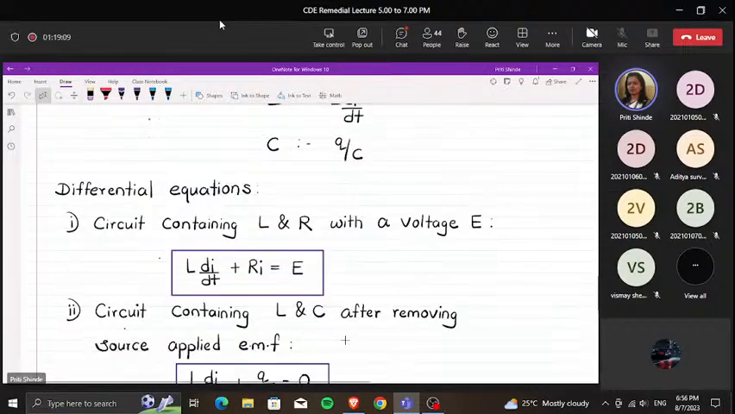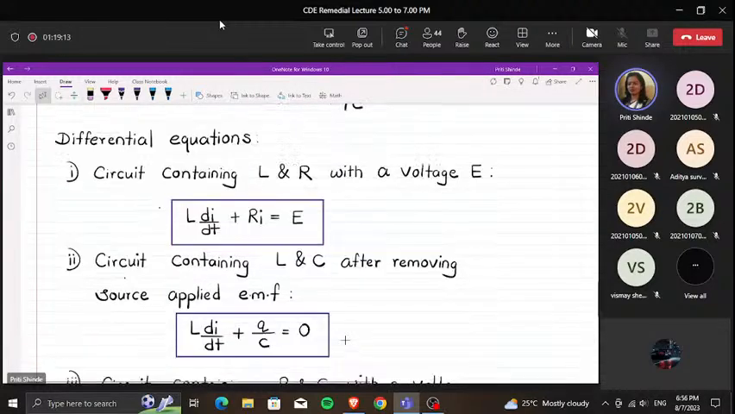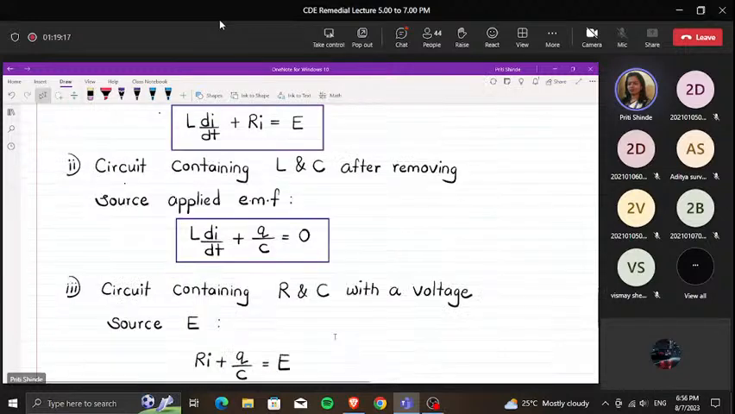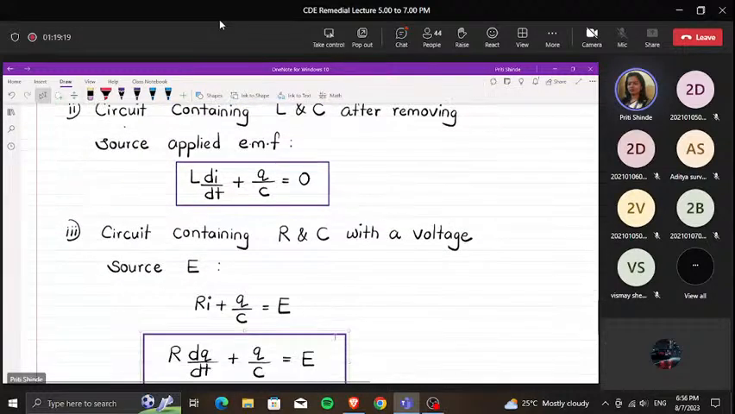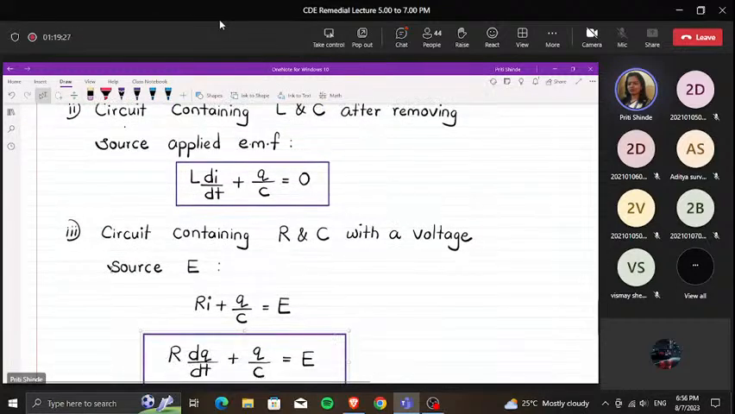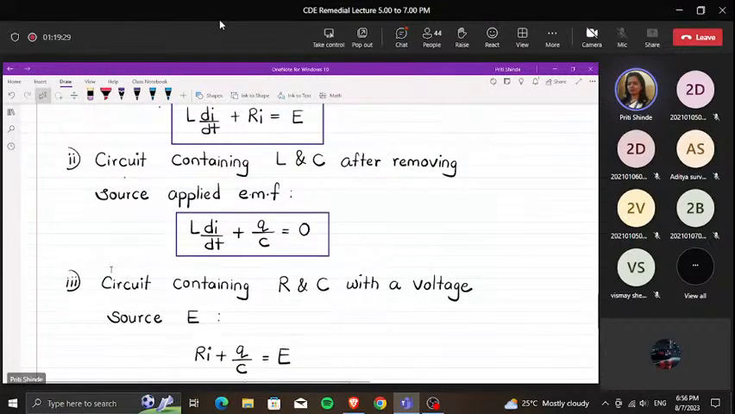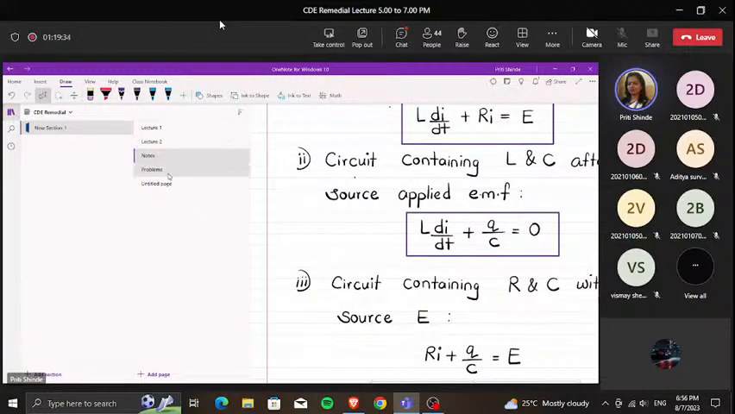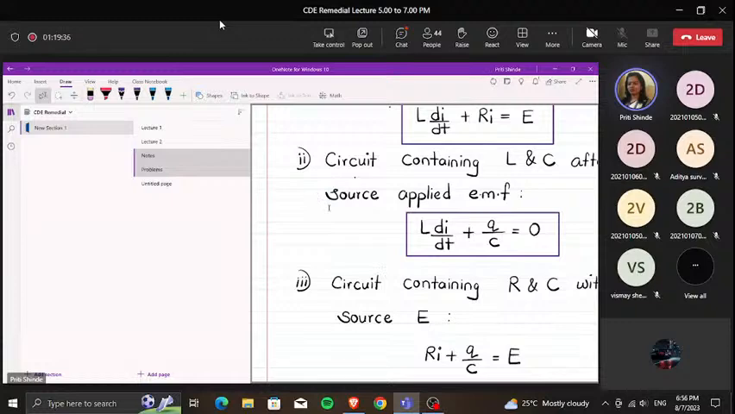Okay, so three types of circuits today. Read your problem statement carefully, write down a suitable differential equation and find out its solution. All are linear. So you have to find out the solution of the electric circuit using a linear differential equation. Okay. So today I'm going to cover only one circuit. Similarly, you can solve the remaining circuit problems. So write down the first problem statement.